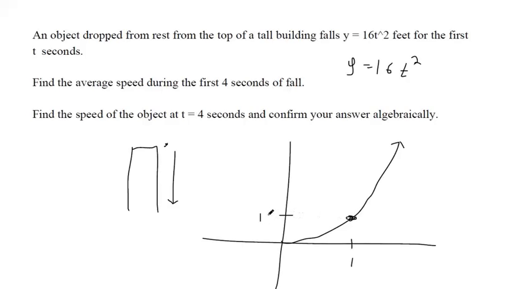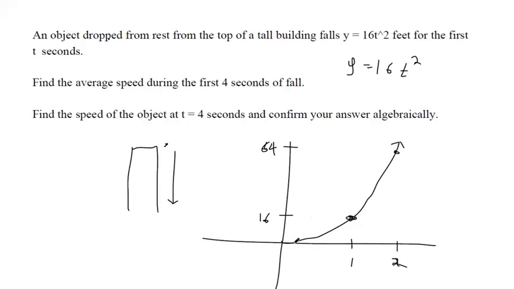It's fallen, right? After 2 seconds, then 2 squared is 4. 4 times 16 is 64 feet. So you can keep going, obviously. An average speed is a slope from a starting time point to an ending time point, and that's it. That's all an average is.